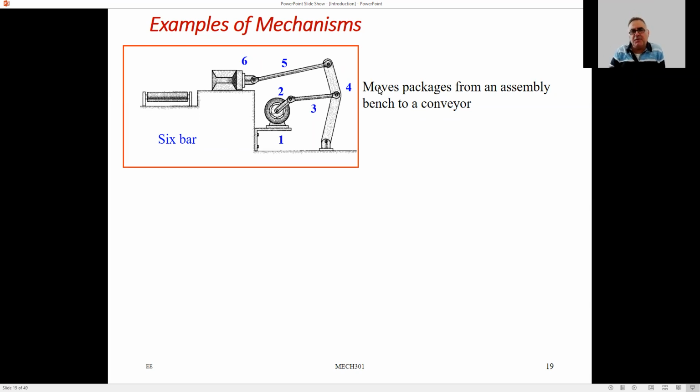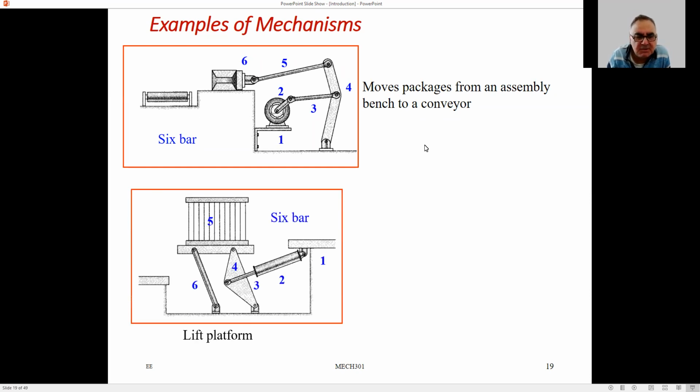And if you go to a factory, you will always see mechanisms like these inside machines. This is another mechanism. It's a 6-link mechanism, 6-bar mechanism, in which you have a hydraulic piston. As you see, the actuator is a hydraulic piston. Between links 2 and 3, this one, you have a hydraulic piston.